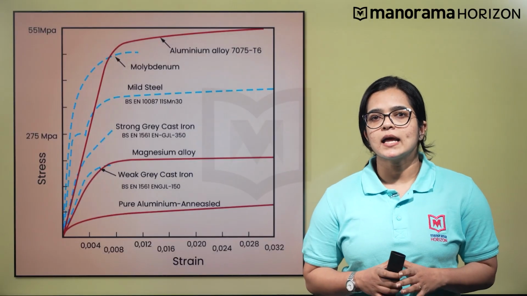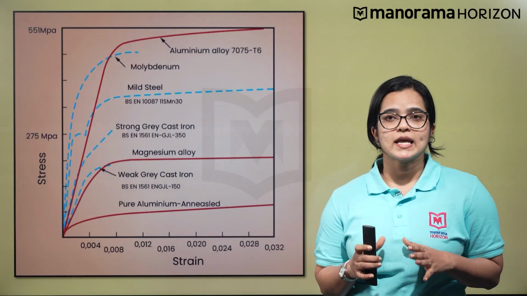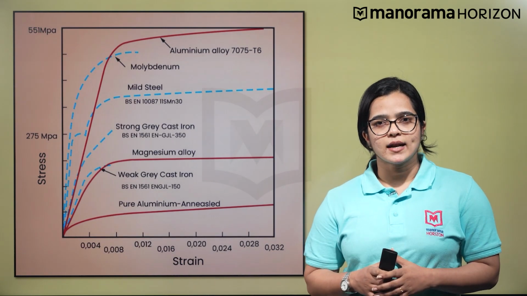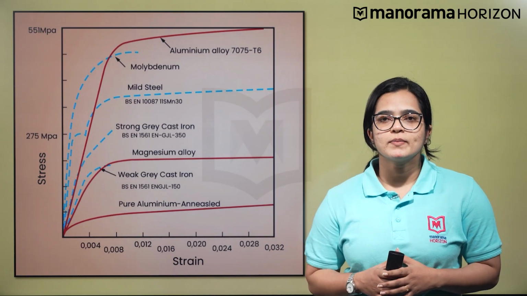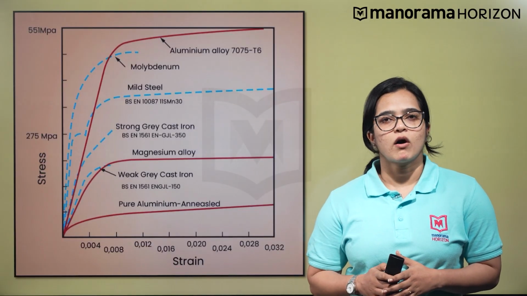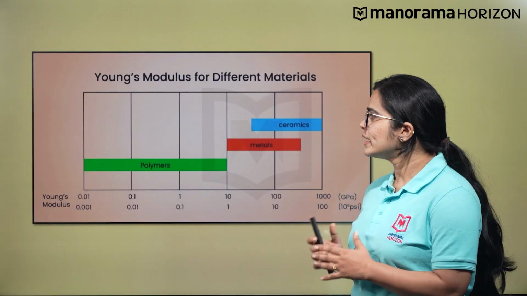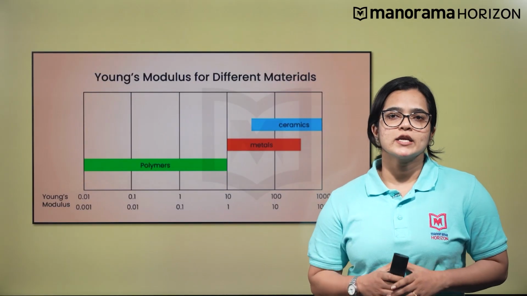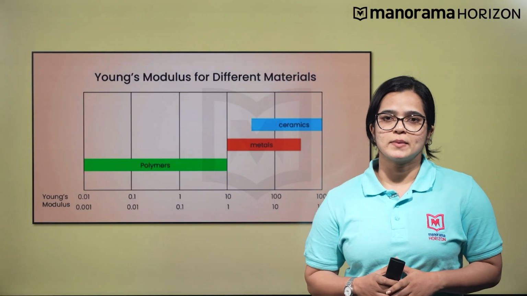Titanium carbide and carbon steel have a very high Young's modulus and are hence preferred in heavy-duty machines and structural designs instead of wood, concrete or aluminium. The following diagram shows the value range of Young's modulus for different materials.